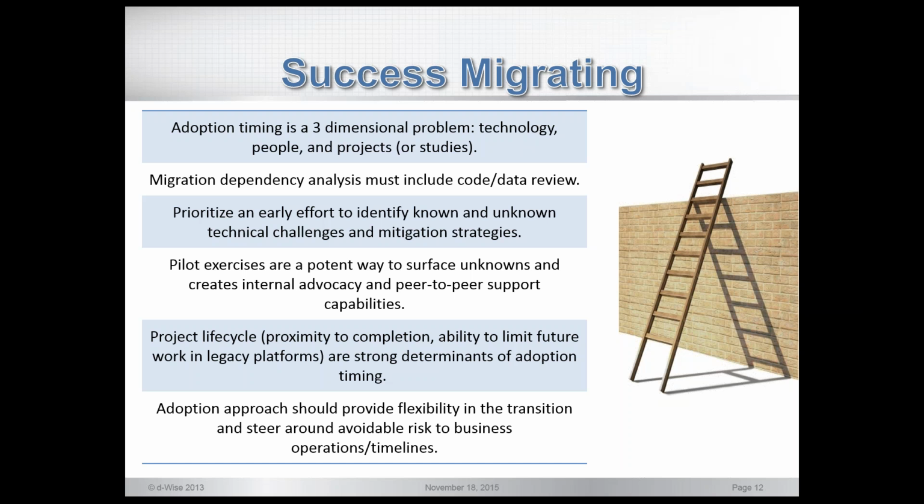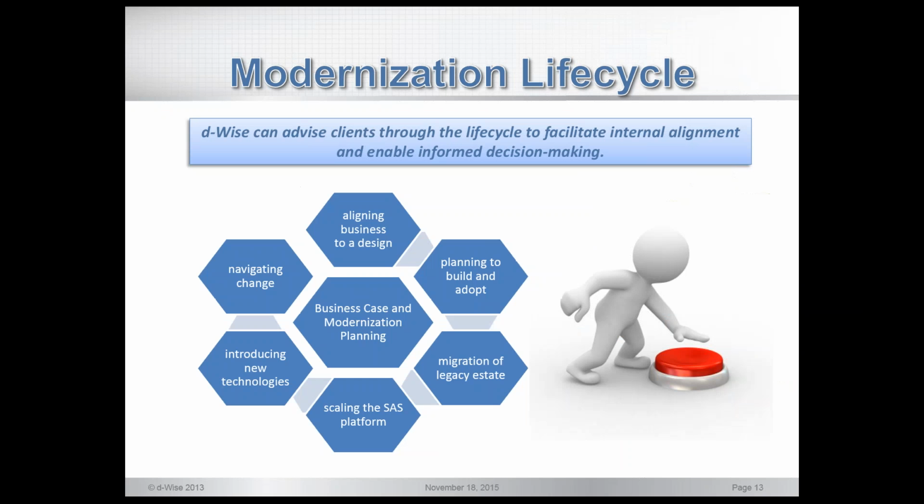So DWise has been in the business of advising clients through the life cycle of internal alignment and informed decision-making for quite some time. And our experience with this is that the modernization life cycle starts with and is rooted in a correct business case and justification for modernization, and then doing the planning that allows it to be successful. It requires the business get aligned on a decision and a plan. It requires coming up with that plan so that you can build and adopt. Recognizing that it's not just building a new system, it's migrating the legacy estate, planning to scale, because inevitably the goal here is to create something that's agile and scalable and meets future needs, and creates a platform in which you can introduce new technologies.